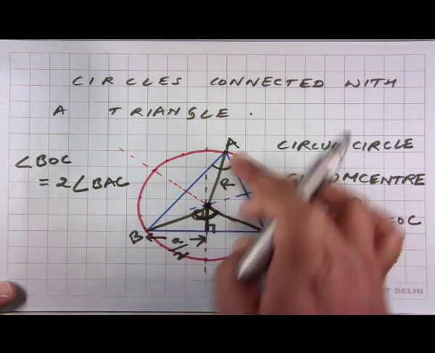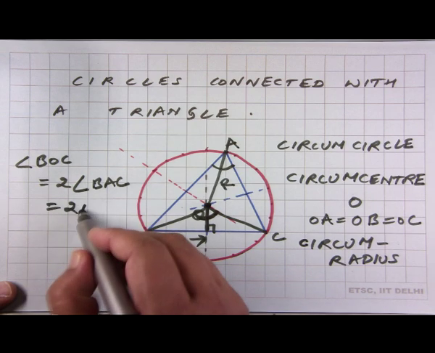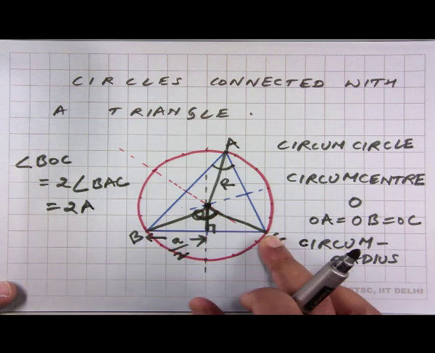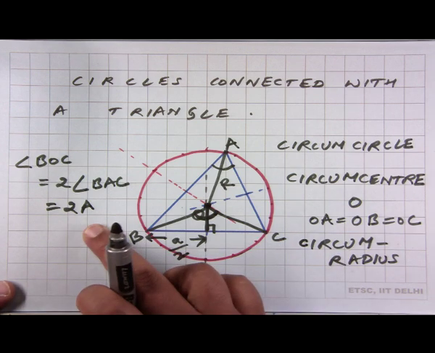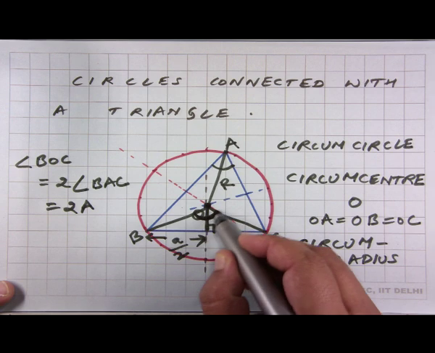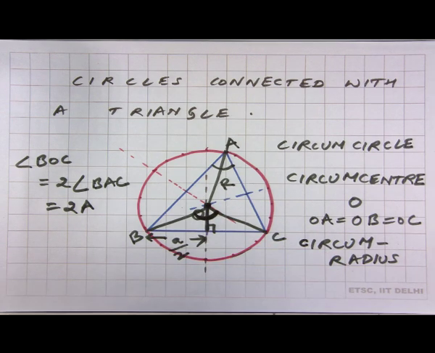But angle BAC is nothing but angle A. So, this angle BOC is exactly equal to twice of angle A. So, this entire angle BOC is equal to 2 times angle A.